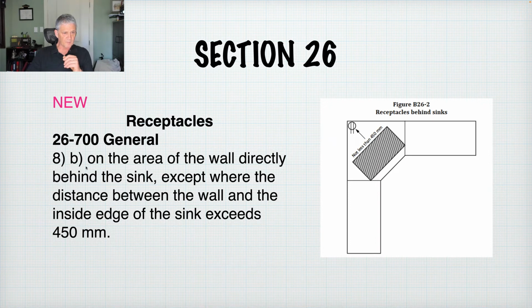And so 8B, on the area of the wall directly behind a sink, except where the distance of the wall and the inside edge of the sink exceeds 1400 millimeters. So you would have to, this space here would not be less than 450 millimeters. So this would have to be, that's a significant distance between here and here.